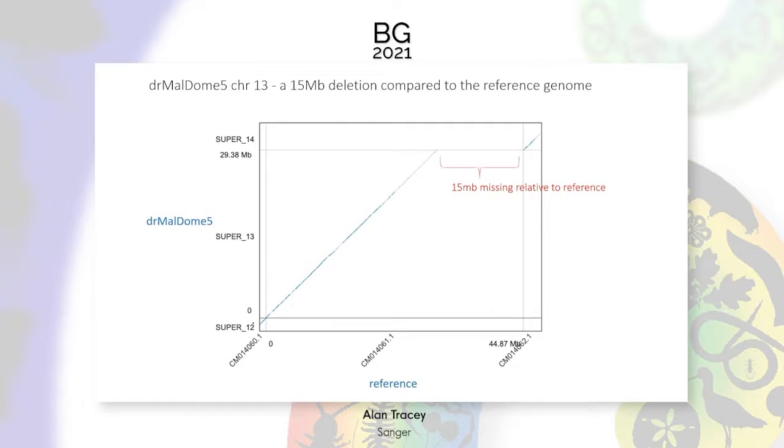Looking at another Sanger apple assembly, drMalDom5, we see the same chromosome, even the same locus, but not just 3.5 megabases. This time, the last third of our chromosome is missing. That's 15 megabases of the reference is not present in drMalDom5.